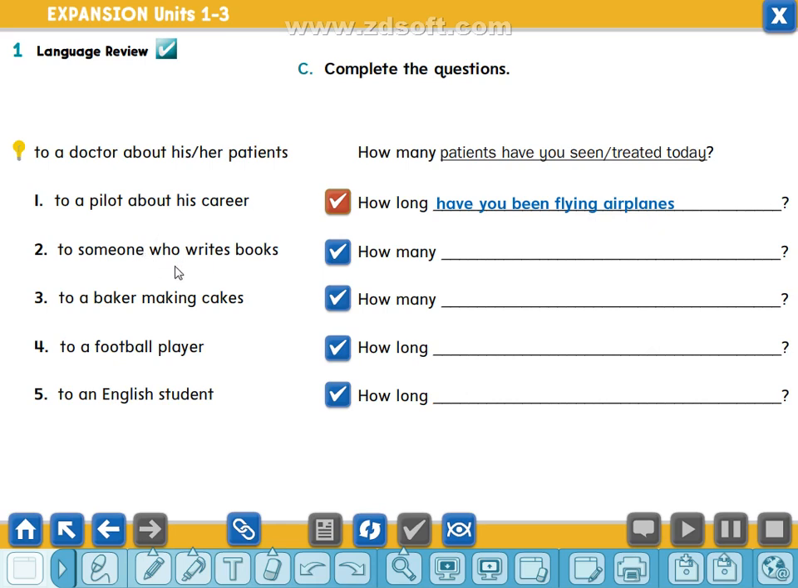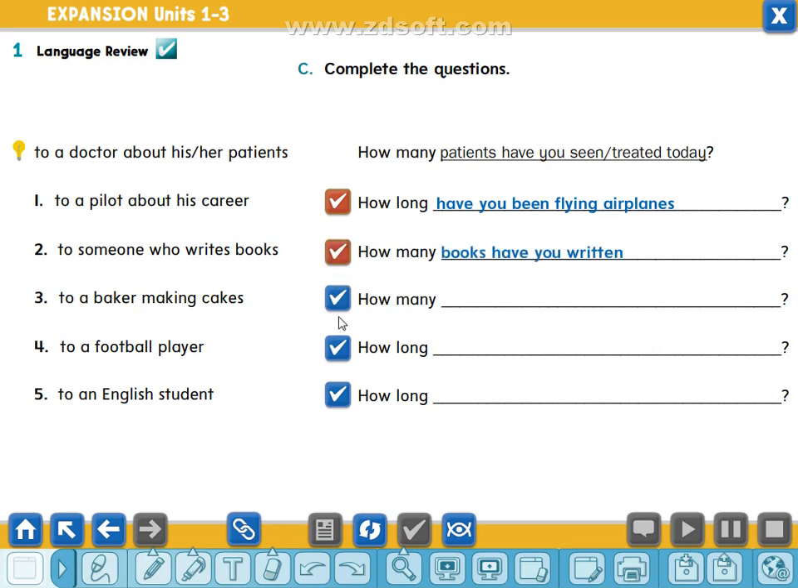To someone who writes books. How many books have you written? But if the question is with how long, have you been writing books? In this case, with how many, if we want to express a number, we use the present perfect simple, not the progressive. So it will be, how many books have you written?